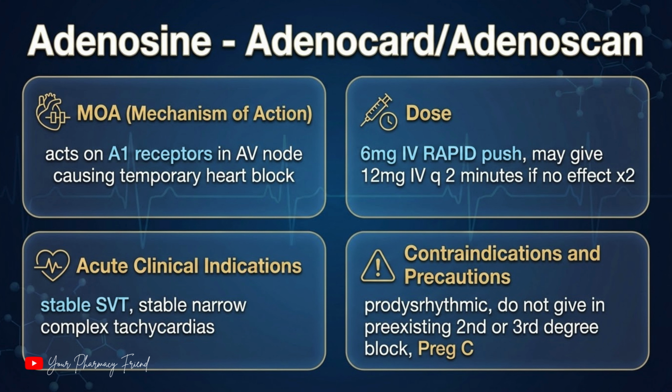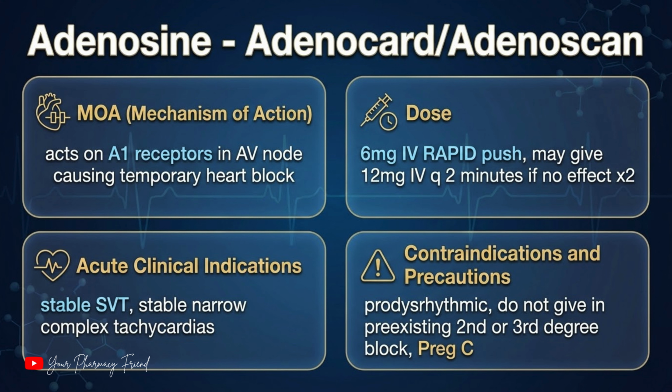Adenosine has pro-dysrhythmic potential, meaning it can occasionally trigger other abnormal heart rhythms. For this reason, it should be administered under continuous cardiac monitoring. It is contraindicated in patients with pre-existing second-degree or third-degree AV block, unless the patient has a functioning pacemaker. Since the drug further suppresses AV nodal conduction, administering it in these patients could lead to severe bradycardia or complete heart block.